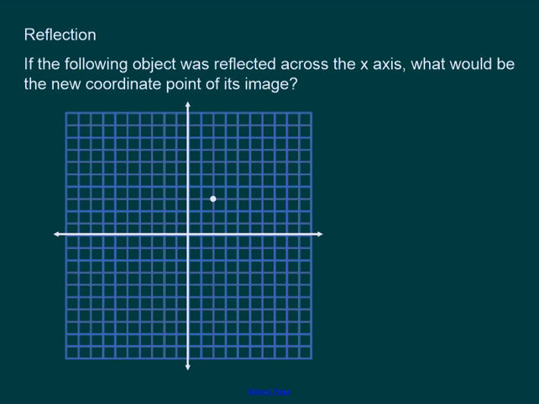All right, I'm a minute over on my video. I apologize for that. Here's a reflection. If the following object, let's call it A, was reflected across the x-axis, what would be the new coordinate point of its image? So I'm looking for the x, y point of A prime. Go ahead and type that response into Edmodo, and I look forward to reading what you guys come up with.